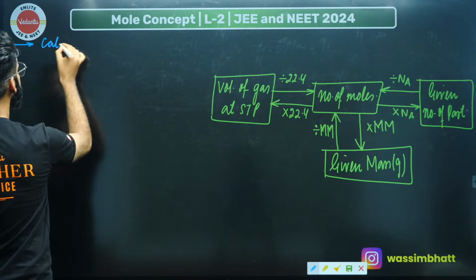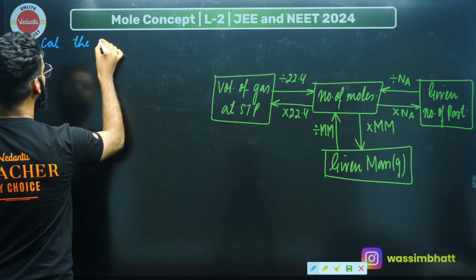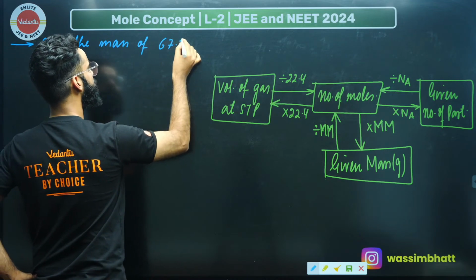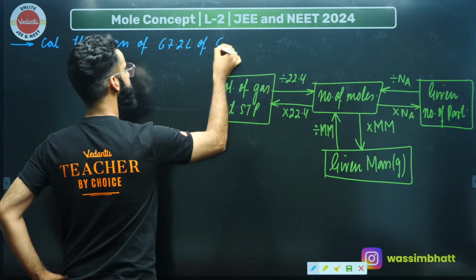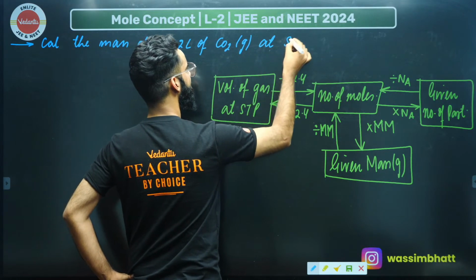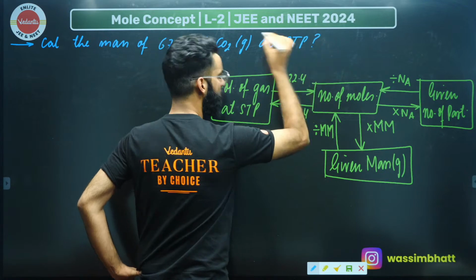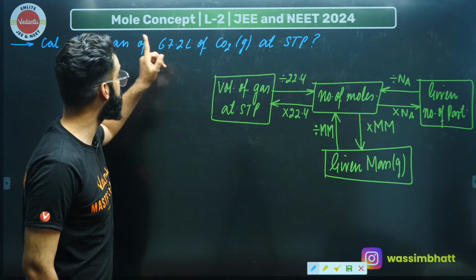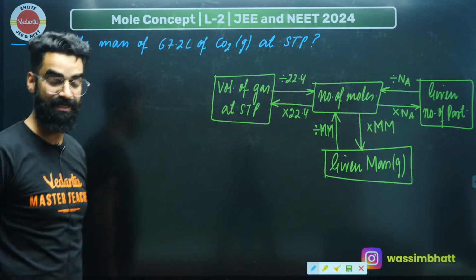Say, for example, the first question I'm writing. Calculate the mass of 67.2 liters of carbon dioxide gas at STP. Very simple and basic question, right? Calculate the mass of 67.2 liters of carbon dioxide at STP.